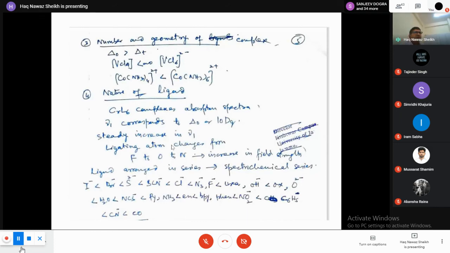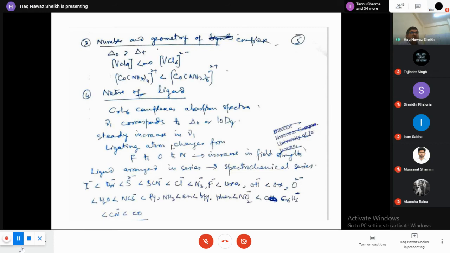So spectrochemical means that this series is developed from the spectroscopy, from the electronic spectrum of the complexes. So this is the experimental series. This is not a theoretical series based on some theoretical model. It was based on experimental data, and on the basis of that data, the ligands were arranged in this order: ligands like cyanide and carbon monoxide generate the highest splitting, whereas ligands like iodide, bromide, sulfide are the weakest, right?